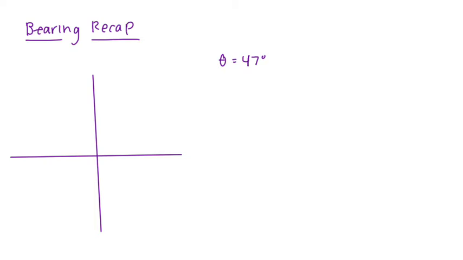Before we get into those examples, we're going to do a recap of bearing. Bearing is something we talked about in the last unit, but it's something we're going to use again in this unit. It's just another way to measure angles that are unlike the unit circle way to measure an angle.